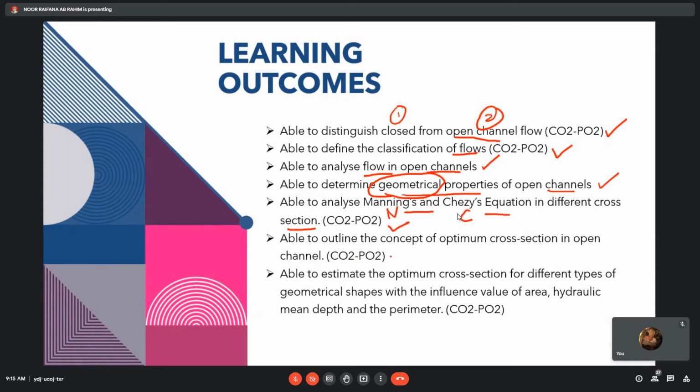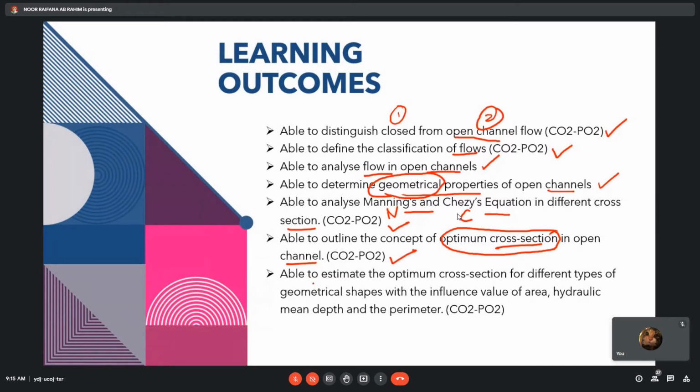So yang keenam seterusnya, able to outline the concept of optimum cross section in open channel. Kenapa kena calculate optimum cross section? Apa objektifnya untuk tahu optimum cross section? So optimum cross section pun ada different shape, ada circular, ada rectangular, ada trapezoidal. So you have to know the difference between each cross section. Apa equation nak guna untuk setiap cross section to determine the optimum cross section. So kalau dah tahu equation apa nak guna, so dah terjawab lah, dah faham maksudnya.